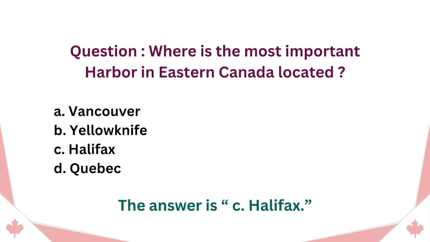Question. Where is the most important harbour in eastern Canada located? A. Vancouver. B. Yellowknife. C. Halifax. D. Quebec. The answer is C. Halifax.